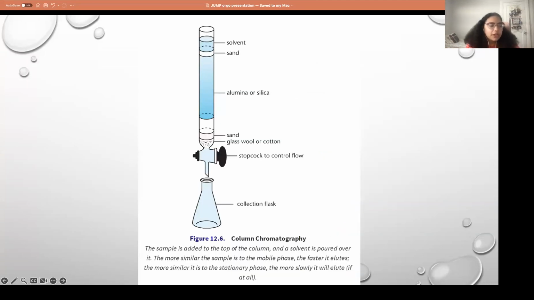Another thing is column chromatography, which can use polarity, size, or affinity to separate compounds. So this is an example of a setup. You add the sample and pour a solvent over, and then the more similar it is, the faster it elutes. The more similar it is to the mobile phase, the faster it elutes. But if it's similar to the stationary phase, it'll elute slower.